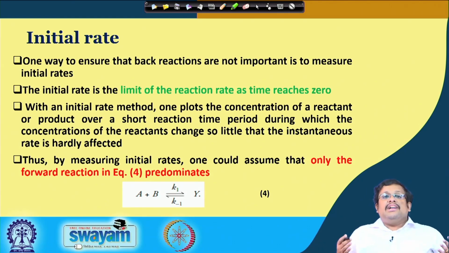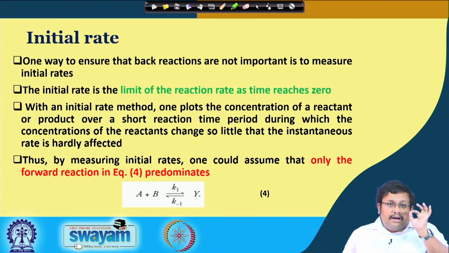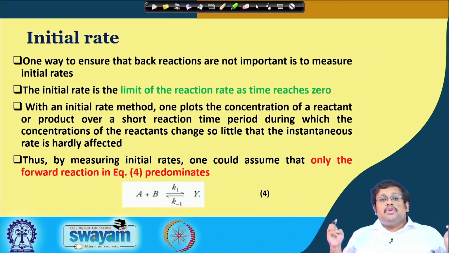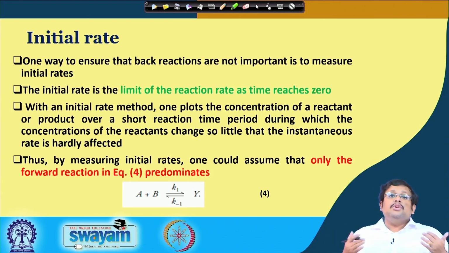So, with an initial rate method, one plots the concentration of a reactant or product over a short reaction period, during which the concentration of the reactant changes so little that the instantaneous rate is hardly affected. So, thus by measuring the initial rate, one could assume only the forward reaction rates predominate.